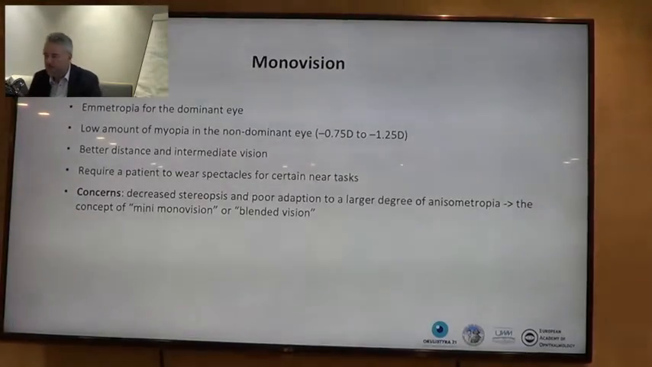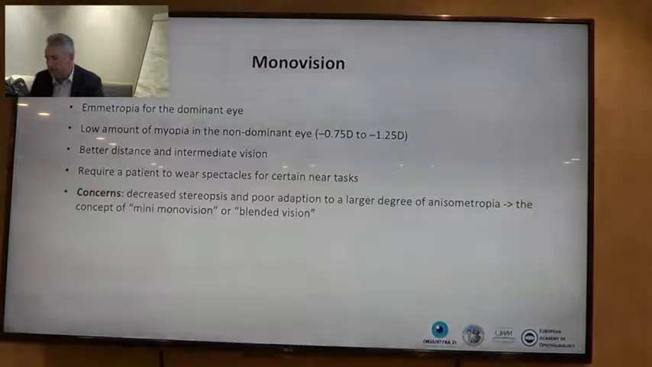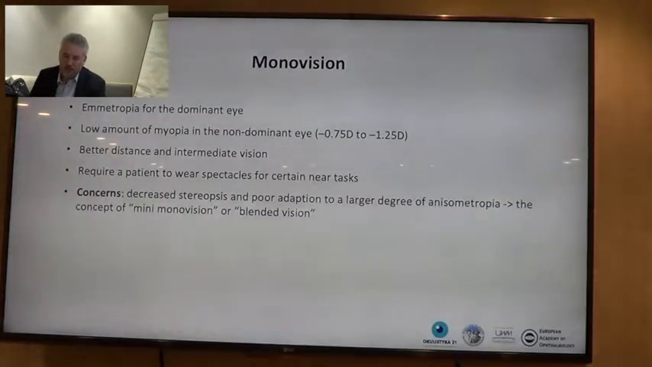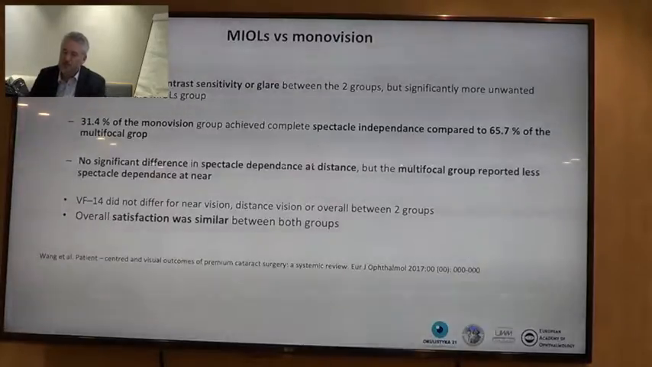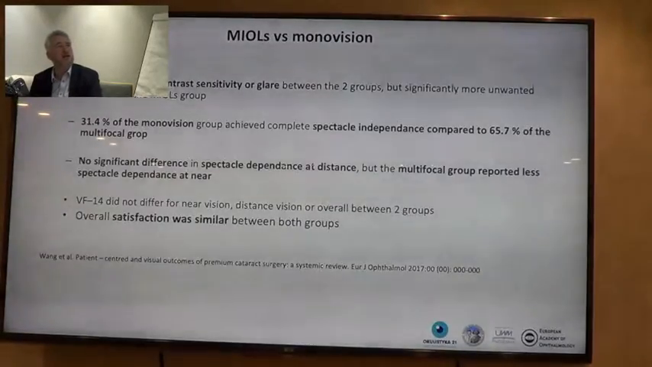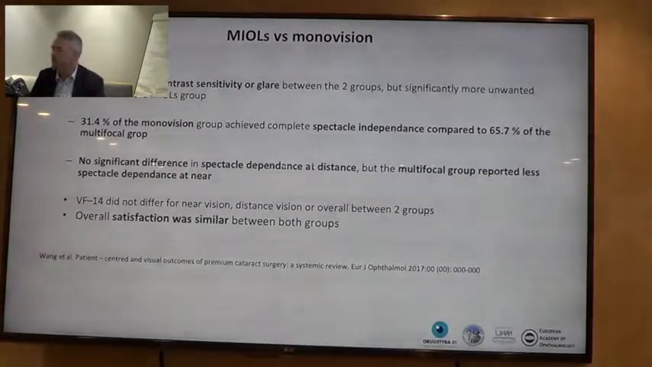Of course, there is another way to manage presbyopia. It is monovision. I don't need to introduce it. There were some studies comparing multifocal IOLs with monovision. There were 2 randomized controlled trials, and they found no difference in contrast sensitivity or glare between the 2 groups, but significantly more unwanted shadows in the multifocal group.